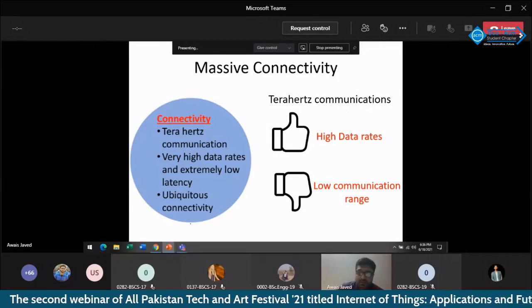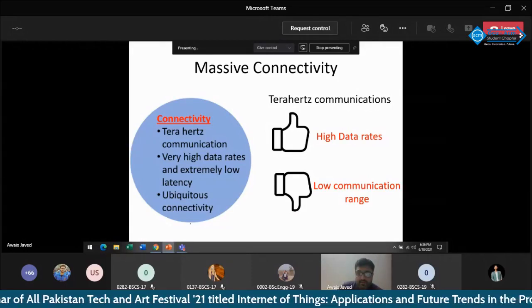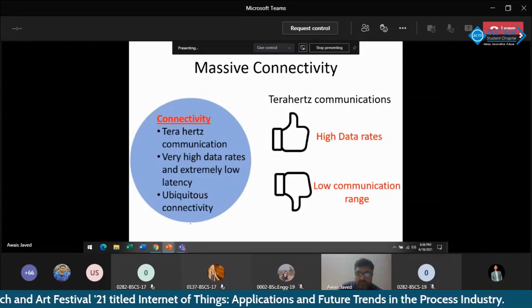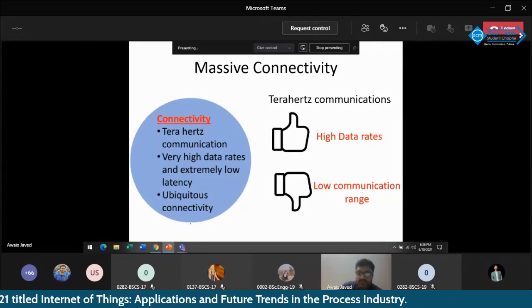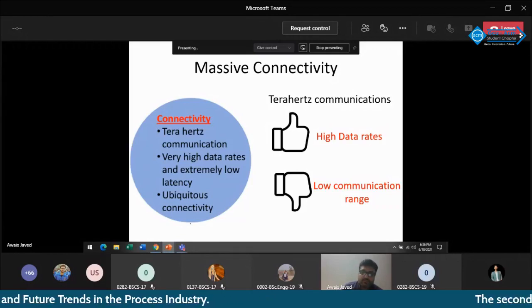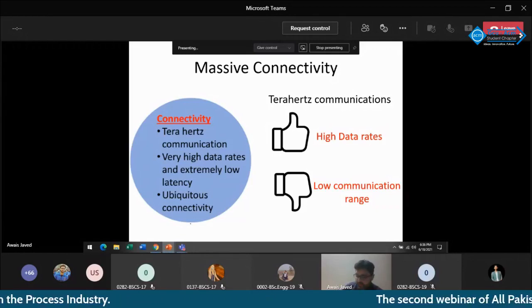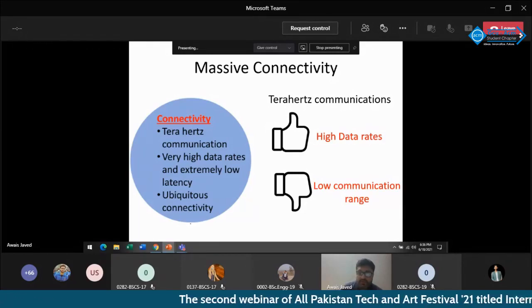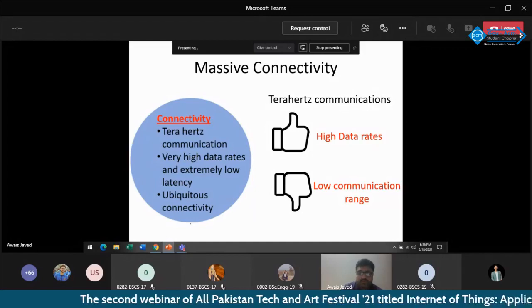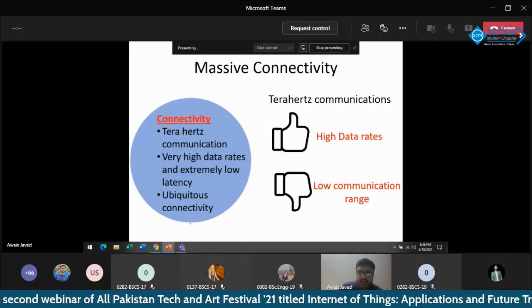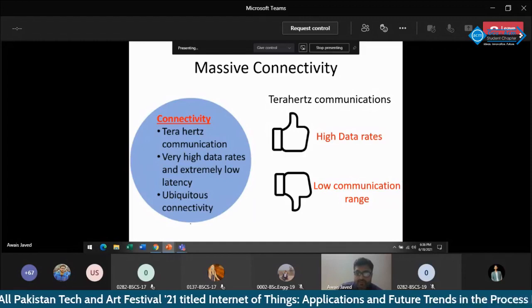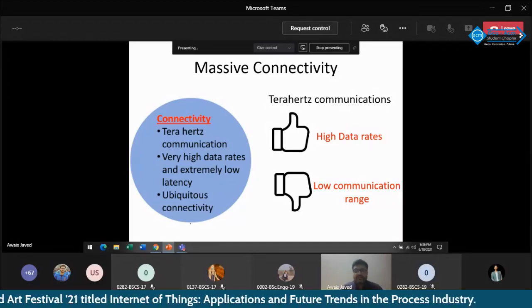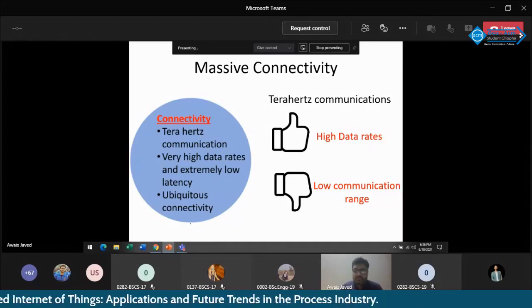One important aspect which needs to be investigated is that terahertz communication has a low communication range. So the communication range aspect needs to be figured out: what sort of connectivity and what sort of coverage range it provides. That is something which should be investigated. While it provides high data rates, its communication range, its connectivity range, should be explored.